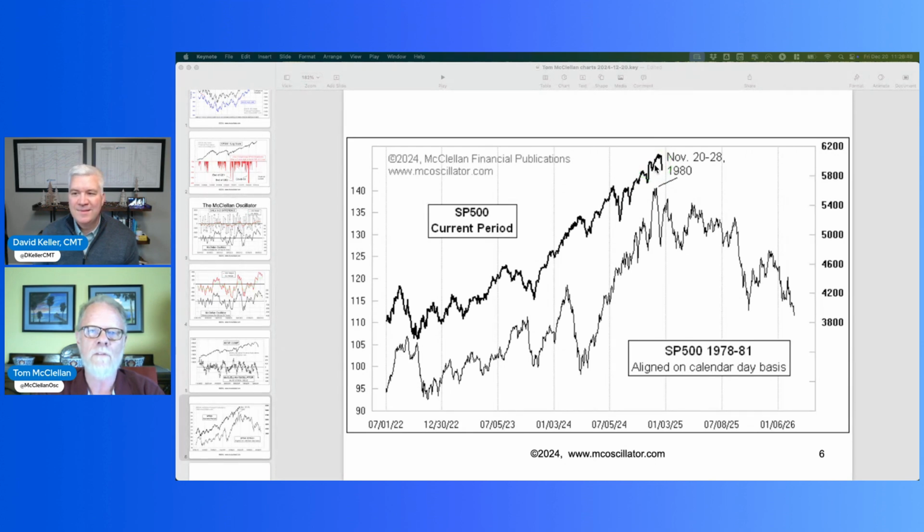There's been that same sort of feeling this year that Trump is going to come in. He's going to solve all our problems. We're not going to have a deficit anymore. He's going to deregulate everything. It's all going to be wonderful.